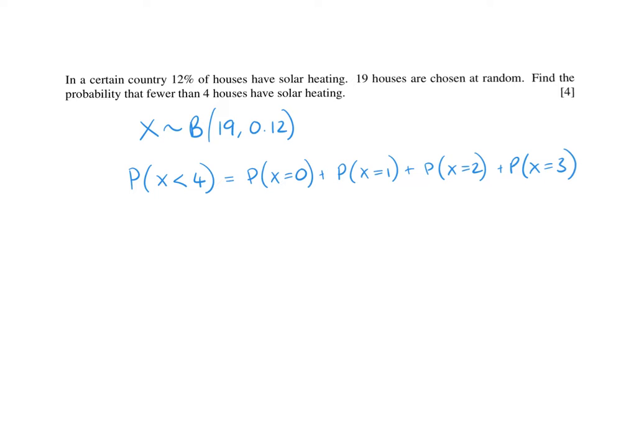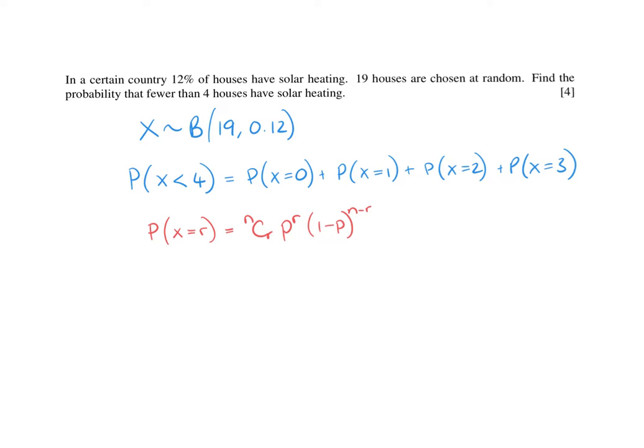Now you may remember the formula for working out the probability of x being equal to r is nCr multiplied by the probability to the power of r multiplied by 1 minus p to the n minus r. Okay, so r is obviously the value we're looking for, and n is the number of trials, which in this case is 19. So let's start by working out the probability that x is equal to 0.